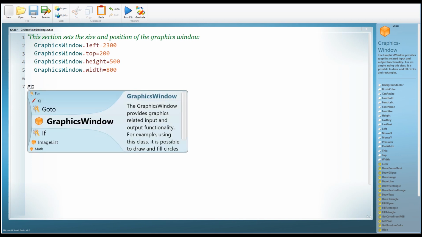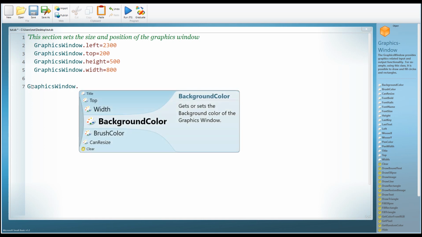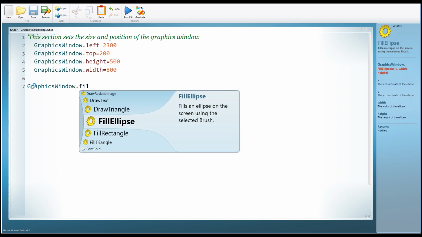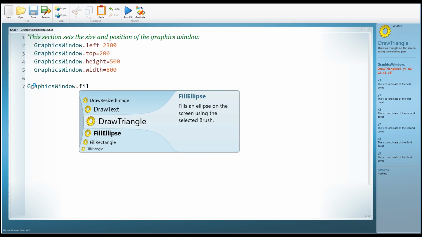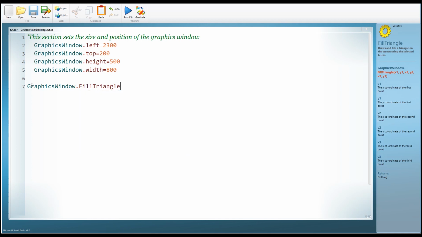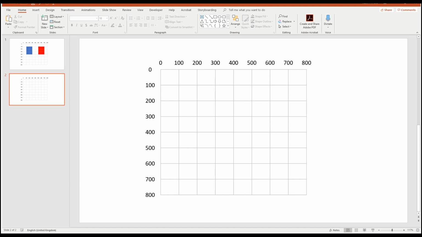So what I'm going to do is write out the code first of all, graphics window dot fill, and we're going to fill a triangle. And open the brackets. And here on the right hand side you can see there's a lot more information that we need. So here we need x1, y1, x2, y2, x3, y3. These are the coordinates of the 3 points of your triangle. So let's see how that would work here.